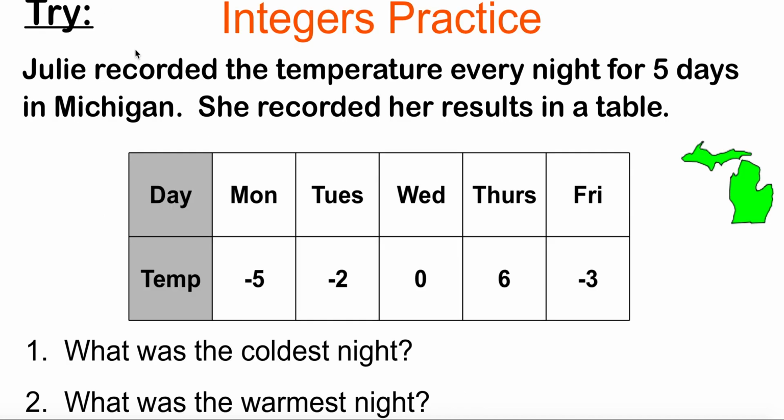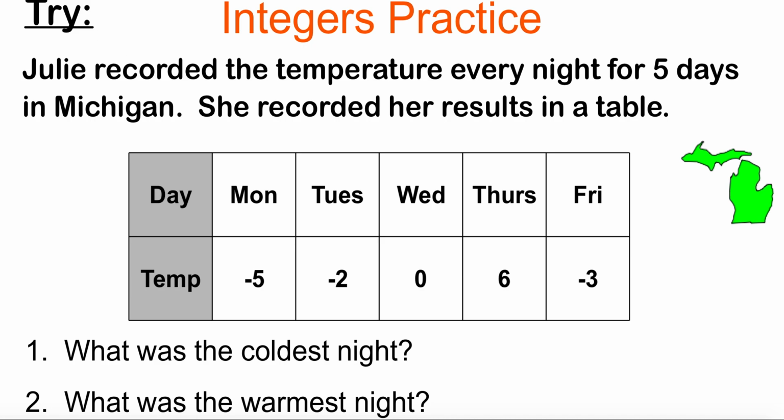Try this. Integer practice. Julie recorded the temperature every night for 5 days in Michigan. She recorded her results in a table. Days Monday to Friday. And temperatures as follows. Monday negative 5, Tuesday negative 2, Wednesday 0, Thursday 6, and Friday negative 3. The two questions to follow are: what was the coldest night? What was the warmest night?